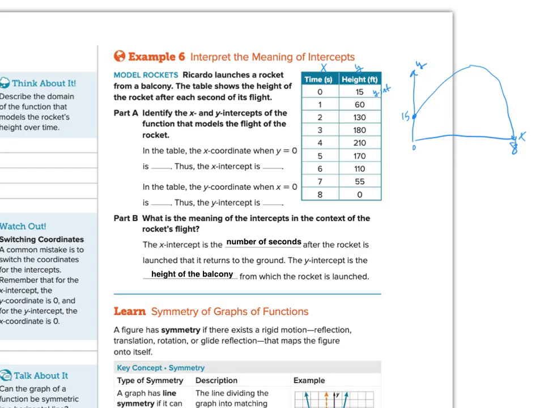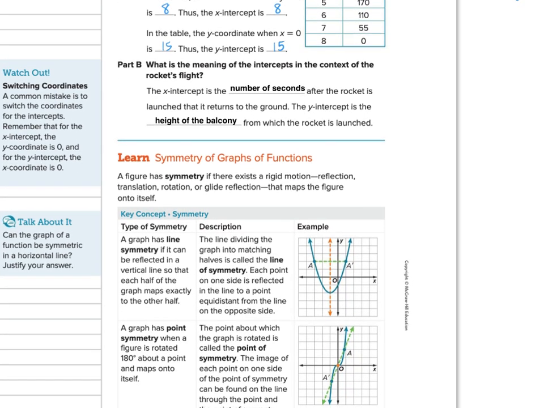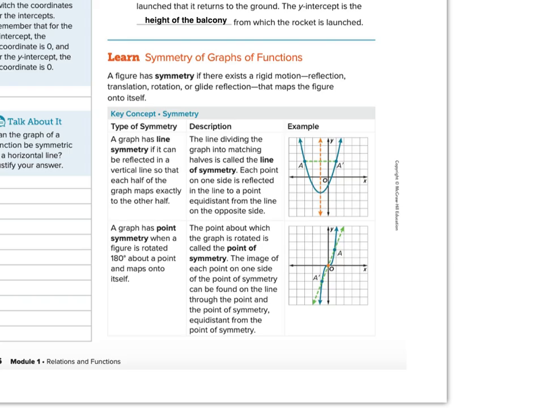So the table shows the x-coordinate when y equals 0 is 15, thus the y-intercept is 15. When x is 0, the table shows the y-coordinate when x is 0 is 8. Got those backwards. When y is 0, the x-intercept is 8. When the x is 0, the y-intercept is 15. So there you go. The x is the input of time, and the height is a product of how long we have traveled. So input, output.